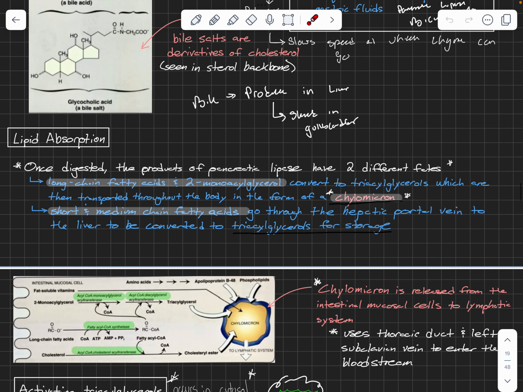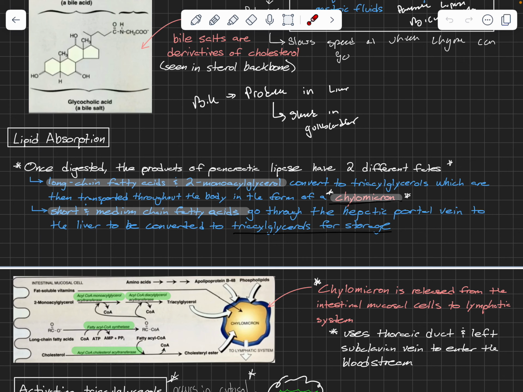So we just really needed to associate that long chain fatty acids and 2-monoglycerols are stored in chylomicrons until they're released somewhere else in the body, and they can also be thrown around through the lymphatic system. And then we'll talk about short and medium chain fatty acids. These basically just go through the hepatic portal vein to the liver and are converted into triglycerols for storage. We just need to differentiate between long chain and short and medium chain, and we will be A-OK.